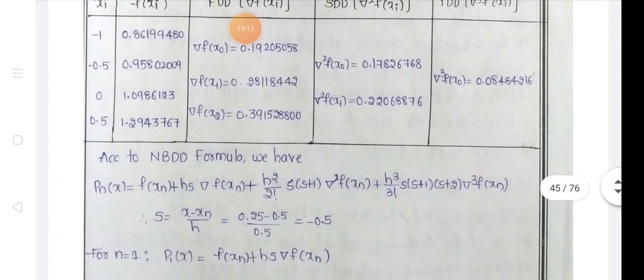According to Newton backward divided difference formula, we have Pn of x is equal to f of xn plus hs del f of xn plus h square by 2 factorial s into s plus 1 del square f of xn plus h cube by 3 factorial s into s plus 1 s plus 2 del cube f of xn. Therefore, s equals x minus xn by h equals 0.25 minus 0.5 divided by 0.5 equals minus 0.5.